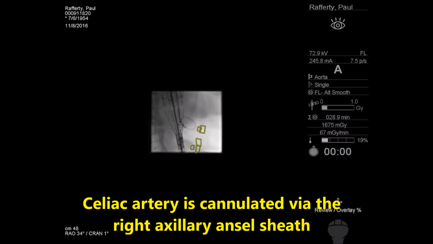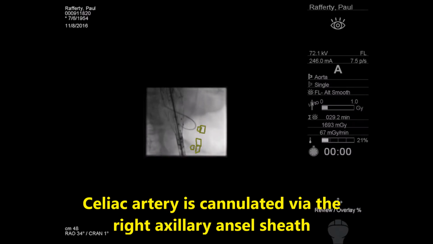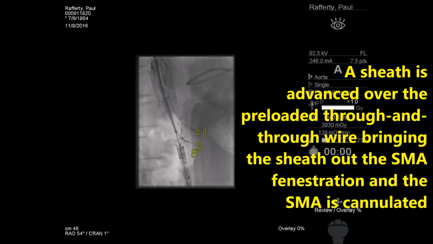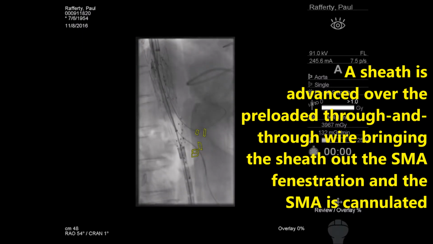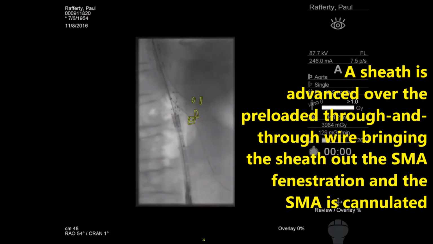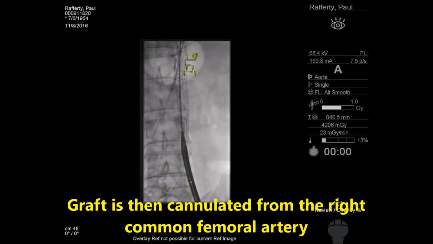From the right axillary artery, a sheath is advanced over the preloaded through-and-through wire out the celiac fenestration, and the celiac artery is cannulated. In the same manner, from the right axillary artery, a sheath is advanced over the preloaded through-and-through wire out the SMA fenestration, and the SMA is cannulated. The remainder of the graft is then deployed. The graft is cannulated from below from the right common femoral artery.